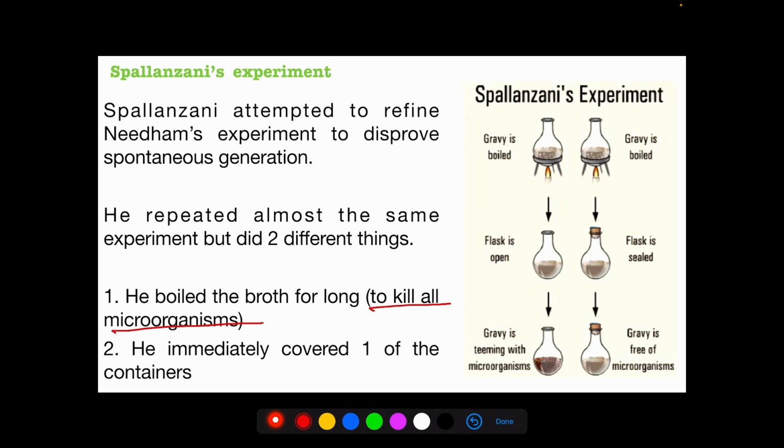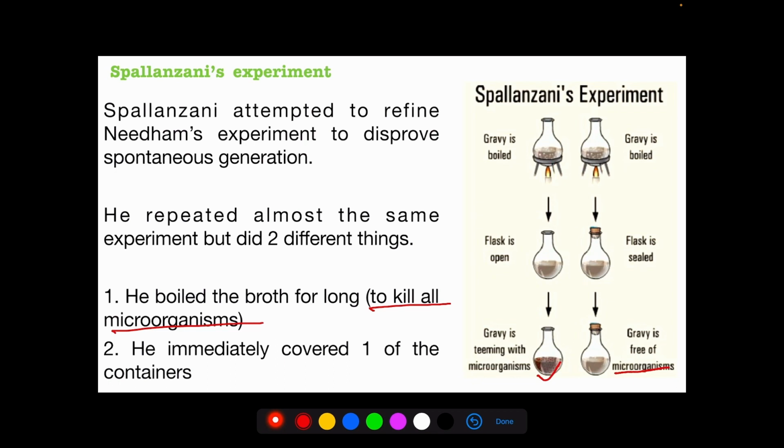So as you can see, he boiled the first one, which was here, left it open, and he realized that after some time it was filled with microorganisms. The second time, what he did was he boiled the broth, then immediately covered it, and it stayed there for so many days, but still no growth of microorganisms was seen. And so he also claimed that you needed living organisms to produce living organisms.